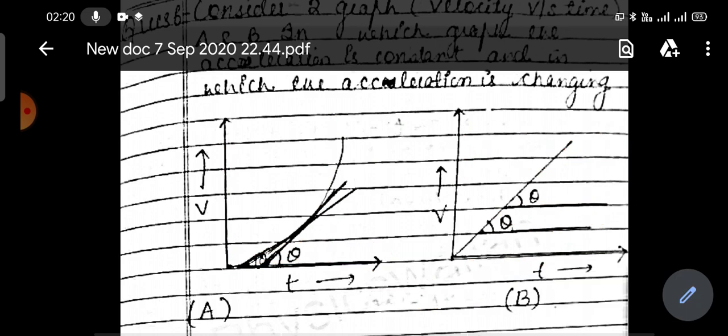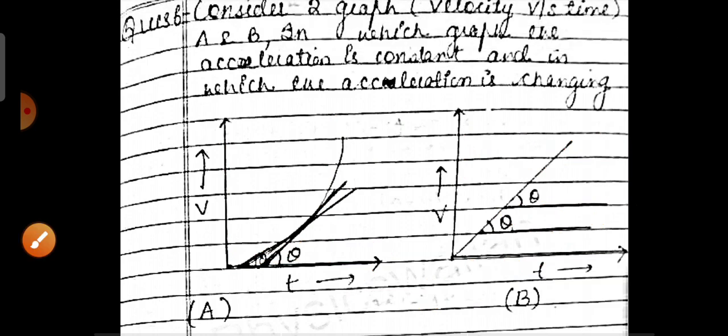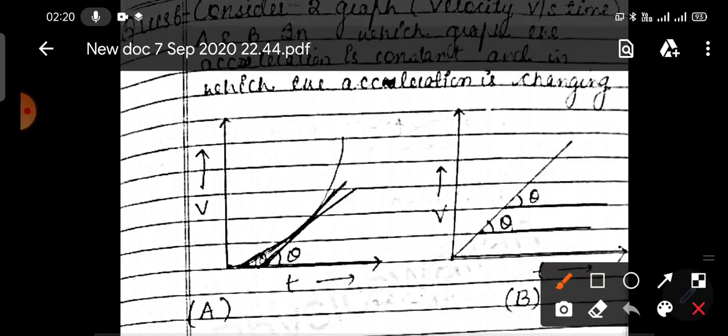Now, the question is here. Two velocity versus time graphs are given. This is your first graph, which is curved in nature, and the second graph is a straight line. You have to find in which graph the acceleration is constant.